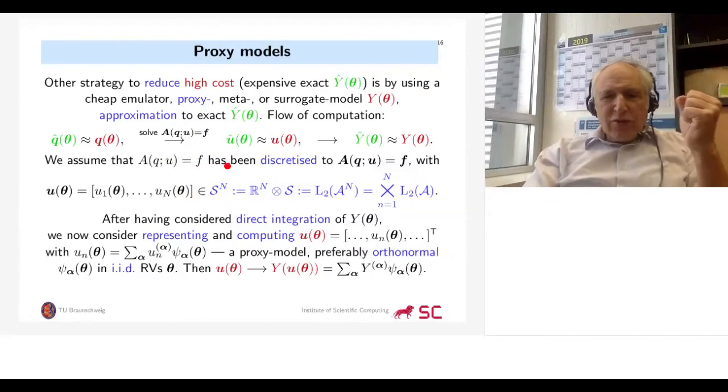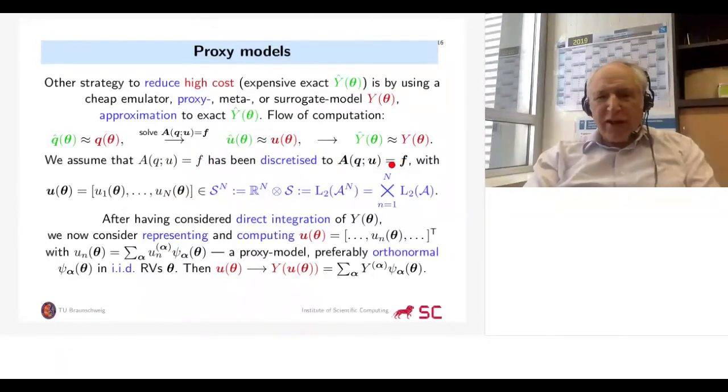So assume that this has been discretized by your favorite discretization method, assume finite elements, for instance. Then this would be the nodal values. Now, because we have a stochastic problem, the nodal values are not just numbers but random variables. So they live in a space like R^n times the random numbers. It's n random variables which you need to represent this.